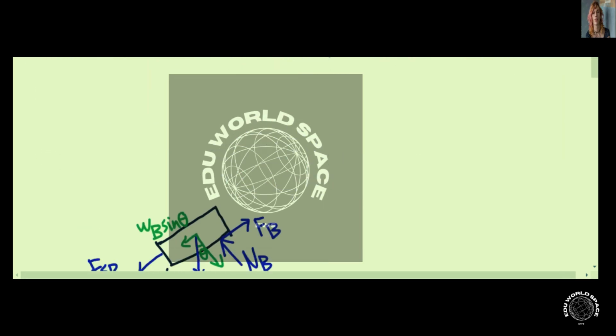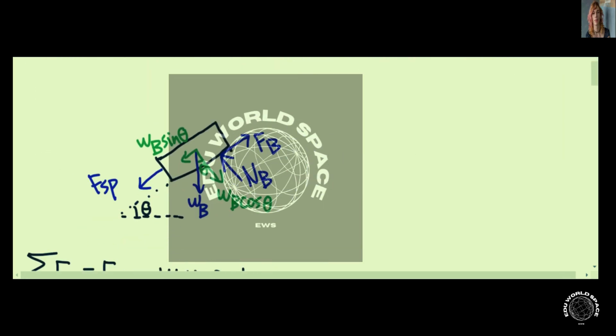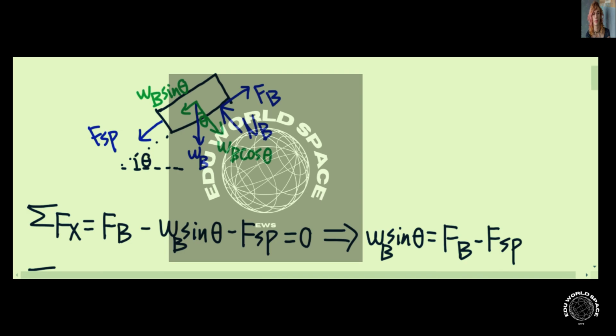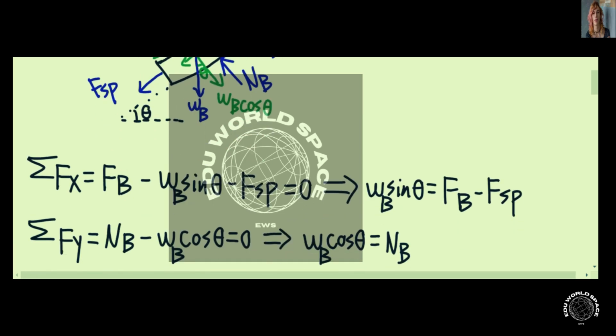Now let's take a look at the force diagram for block B. The net force is Fb minus Wb sin theta minus Fsp, which is equal to 0. So Wb sin theta is equal to Fb minus Fsp. Wb here is the gravity of block B, Fb is the friction on block B, and Fsp is the spring force. And in the y direction, we have Nb minus Wb cosine theta equal to 0. So Wb cosine theta is equal to Nb.